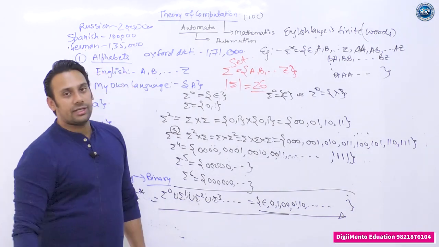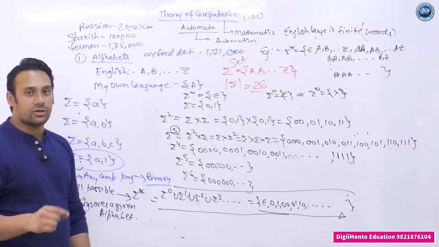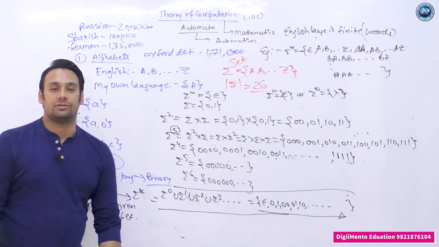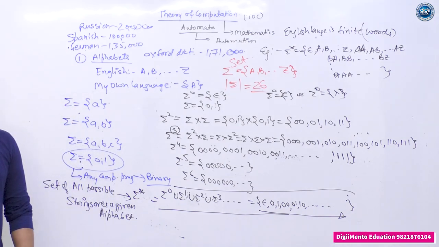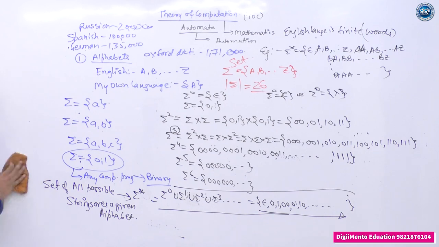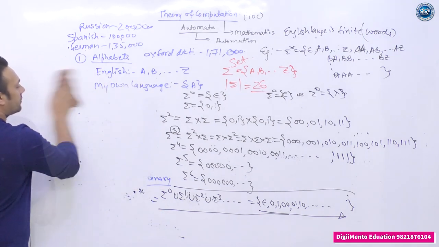And in the English language, for our day to day communication, we use approximately 1.7% of the words that exist in the English language. So you can clearly see that the English language and each of these languages are finite. These languages are not infinite.